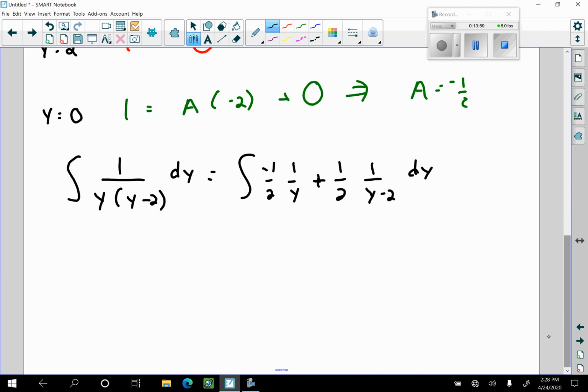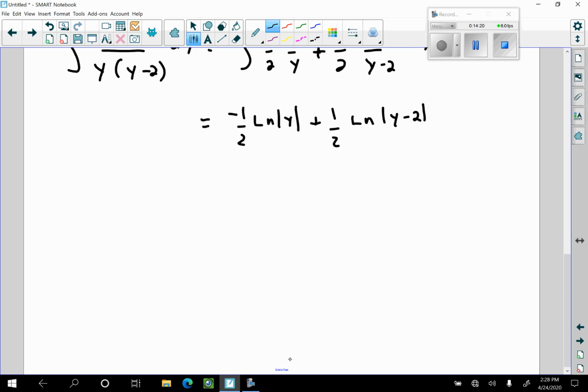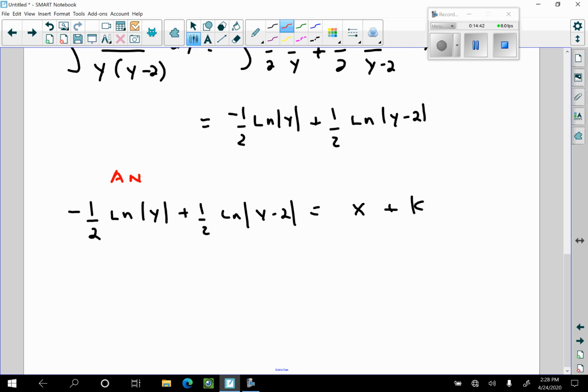Now I'm going to integrate the pieces here. And if I integrate this, this is going to be negative 1/2 ln of absolute value of y plus 1/2 ln of absolute value of y minus 2. Okay, and now let us not forget what that equals. This is equal to this rascal here. If I go back to the top, plus 1/2 ln of y minus 2, and that is equal to x plus k, because that was the antiderivative of the right side. So this is the antiderivative of the left side. And this was the antiderivative of the right.